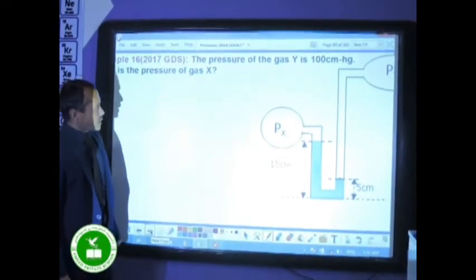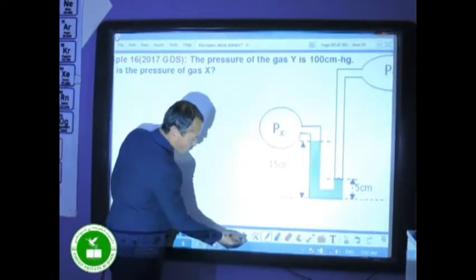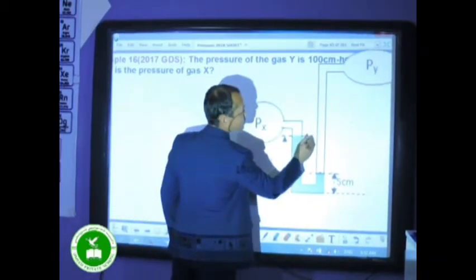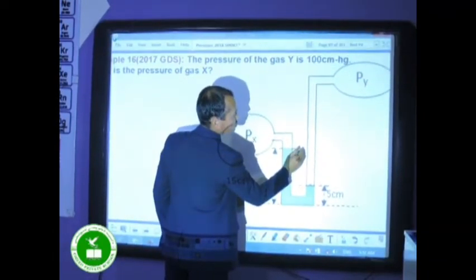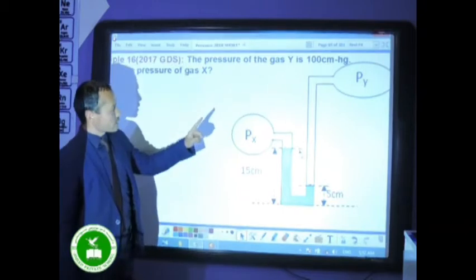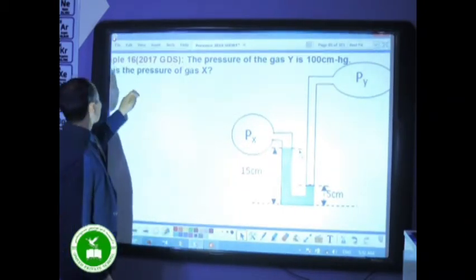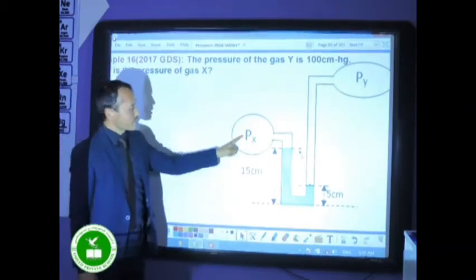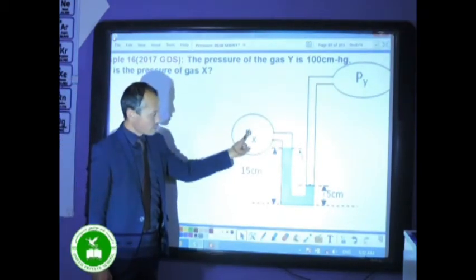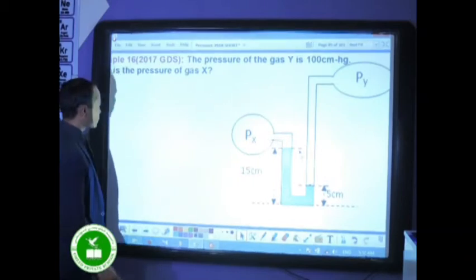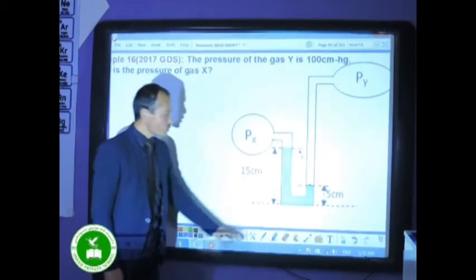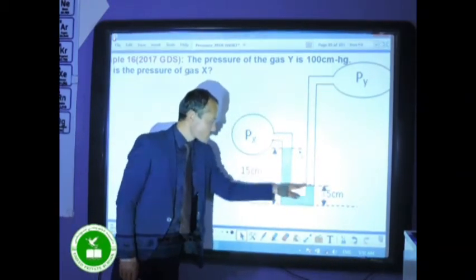The pressure of gas Y is given as 100 centimeter Hg, and we have to calculate pressure of Px, the pressure of X. So again we have to choose one level. Let's choose this level.